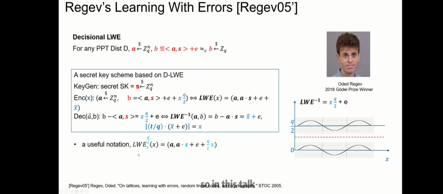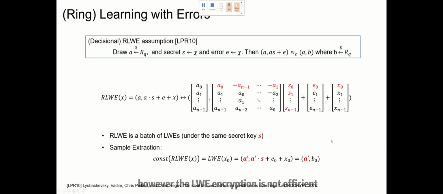In this talk, I will use the notation LWE(X) over and over again for the LWE encryption. However, the LWE encryption is not efficient. In practice, we use its ring variant called ring LWE encryption. The ring LWE assumption is almost the same as the LWE assumption: I generate a random polynomial A from the ring R_q. Remember, in the LWE assumption, we generate a random vector A.